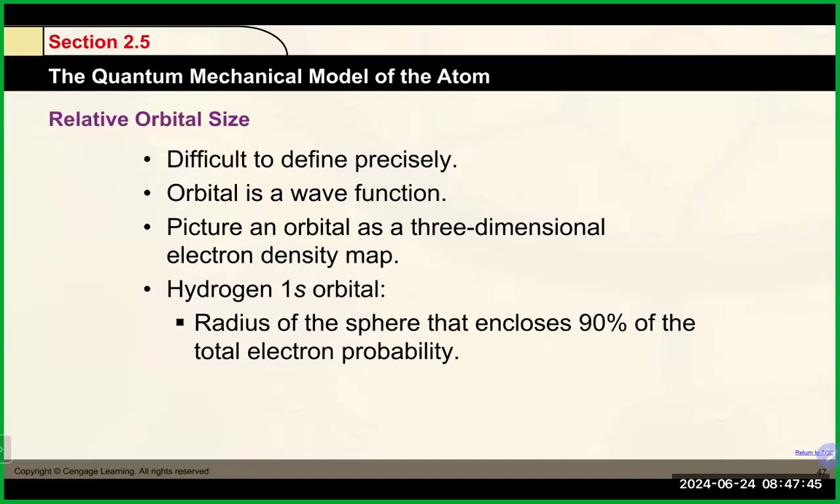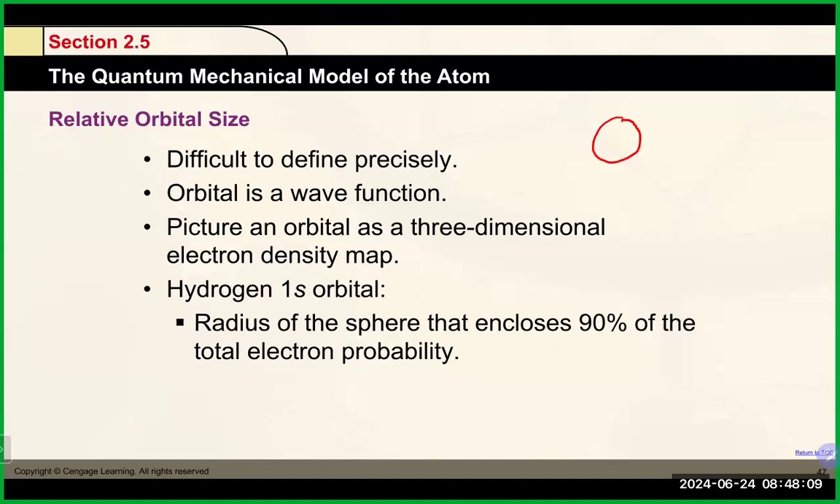They're difficult to define precisely. They are wave functions, which is what's known as Schrodinger's equations. You picture an orbital as a three-dimensional density map. Hydrogen has a 1s orbital, which is basically a sphere, and all s orbitals are essentially these spheres, which are basically these circles.